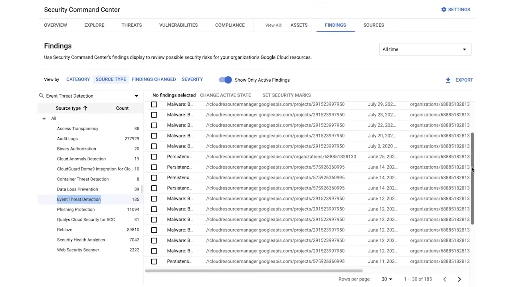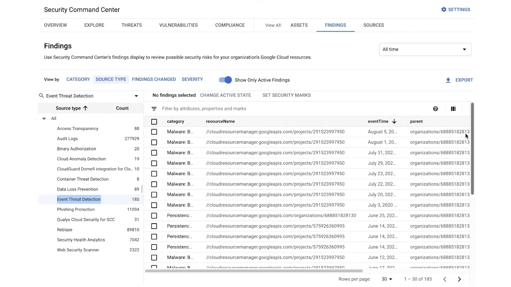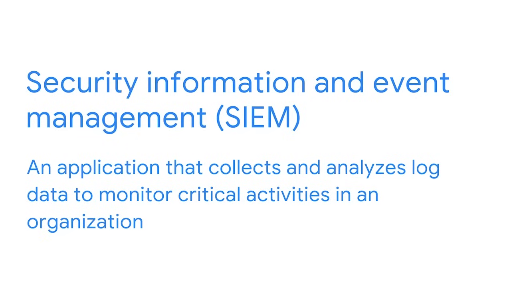By monitoring logs, like the one shown here, security teams can identify vulnerabilities and potential data breaches. Understanding logs is important because SIEM tools rely on logs to monitor systems and detect security threats. A security information and event management, or SIEM tool, is an application that collects and analyzes log data to monitor critical activities in an organization. It provides real-time visibility, event monitoring and analysis, and automated alerts. It also stores all log data in a centralized location.